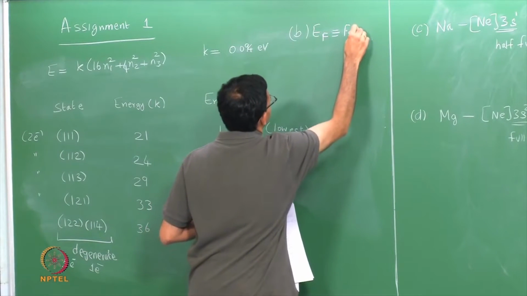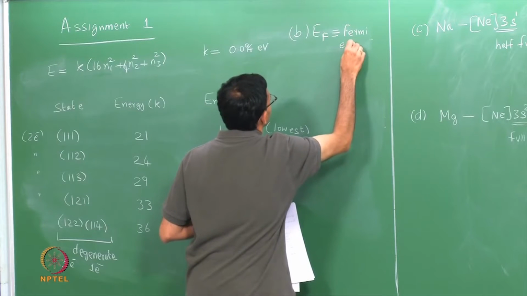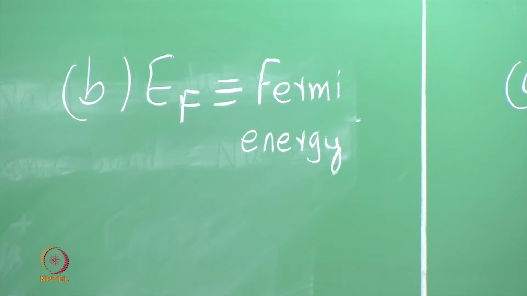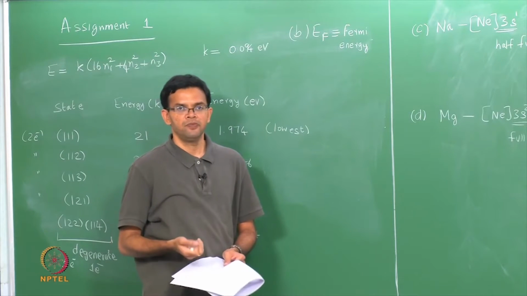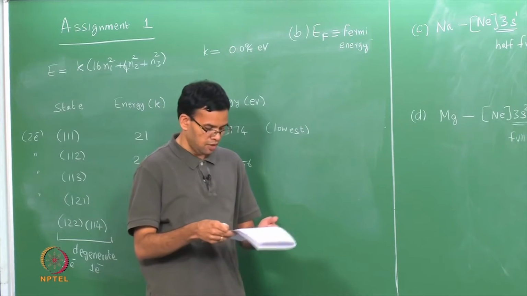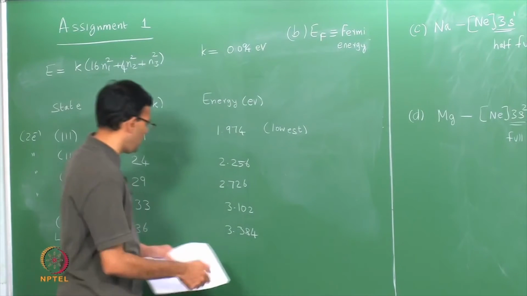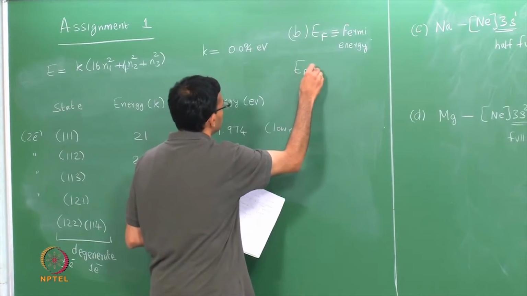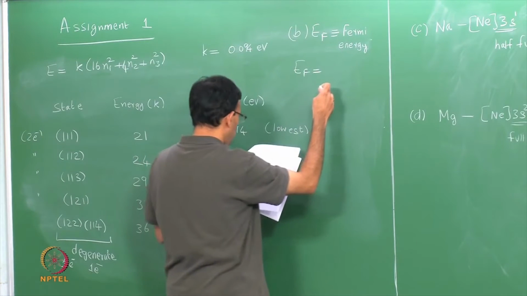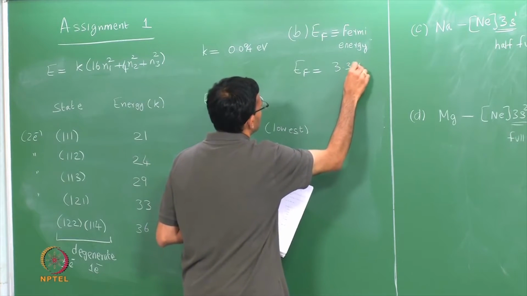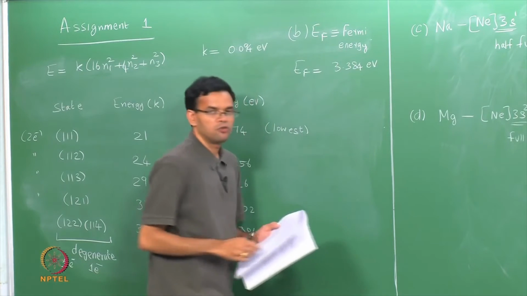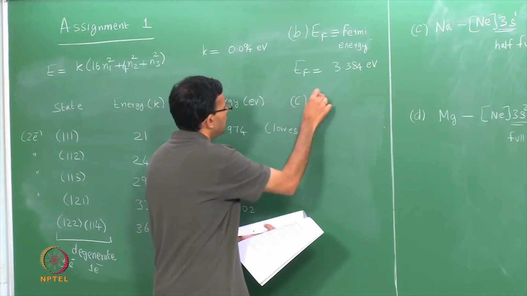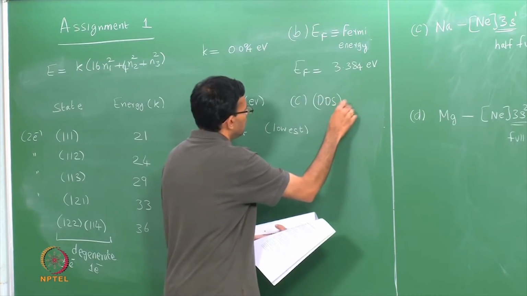EF is the Fermi energy, and if we go back to the definition of EF, the Fermi energy is the highest energy state. So, in this particular example, the highest energy state is this. So, EF is just 3.384 electron volts.